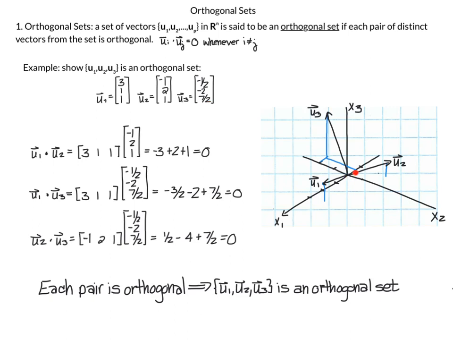So I go approximately -1 on x1, -2 on my next axis, and then up 3 1/2. So this is my u3.